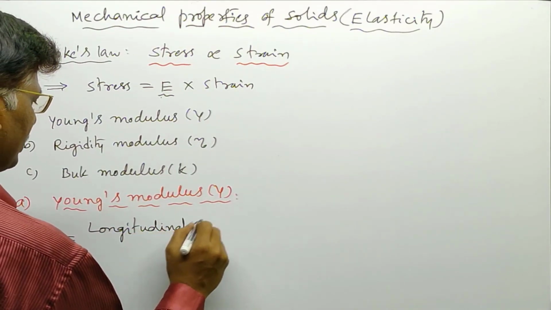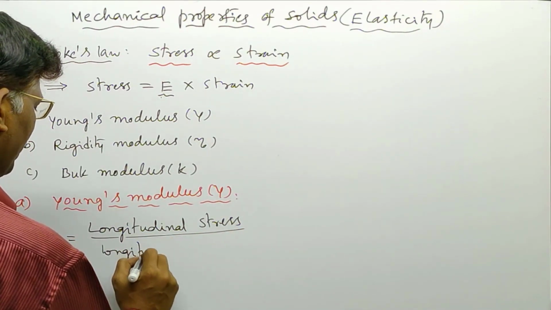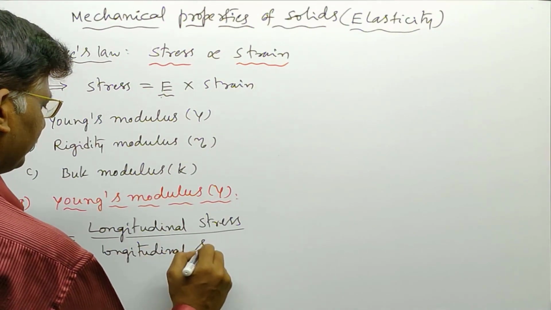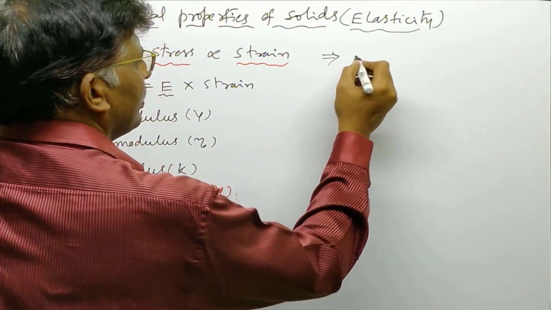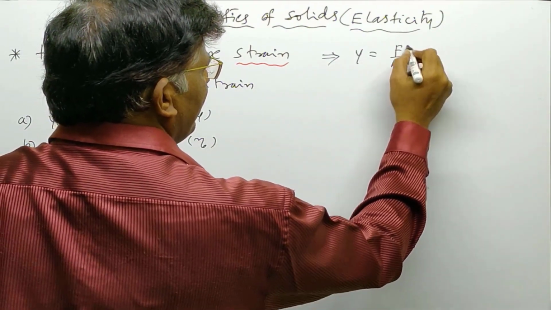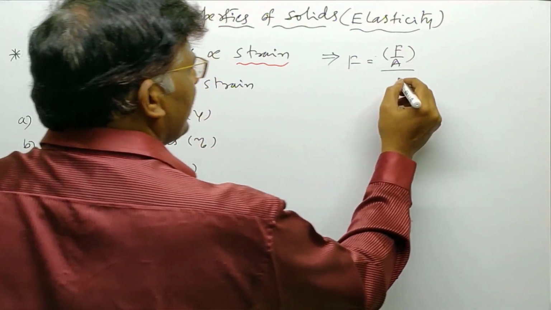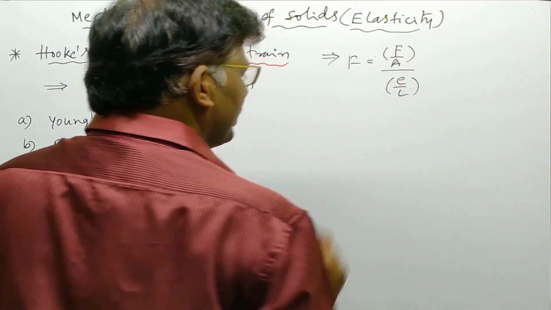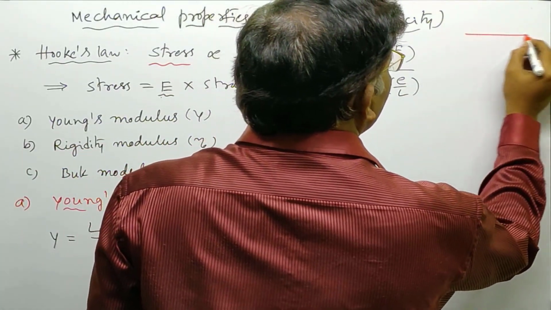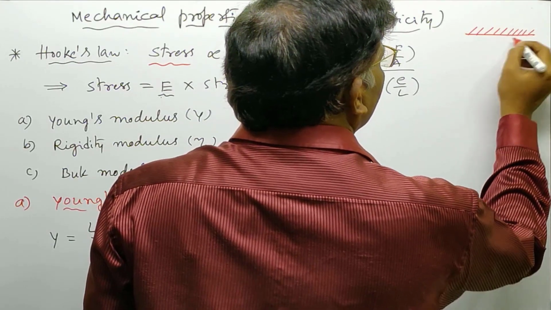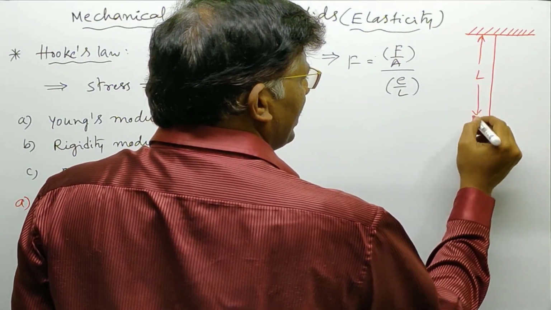longitudinal stress divided by longitudinal strain. So that implies Y can be written as F divided by A, that is longitudinal stress, and strain can be written as E divided by L. So in this case, let us assume a wire of length capital L. The initial or original length of the wire is assumed as capital L.